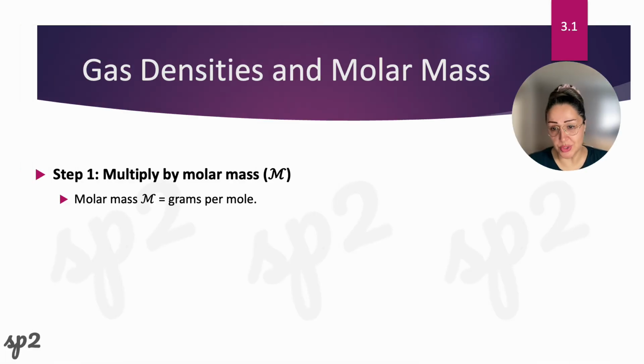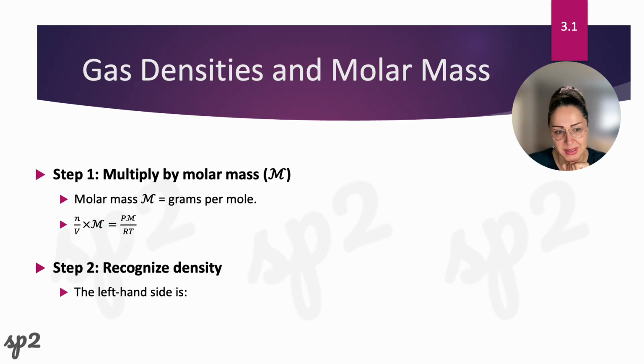Okay, so to do so, there are going to be a few steps. The first step is multiplying each side by your molar mass, which is a capital M. And just a quick reminder, the unit here is grams per mole. That's what we have for molar mass, right? So it would be n over V times the molar mass, and that is going to be equal to P times M, that's your molar mass, divided by RT.